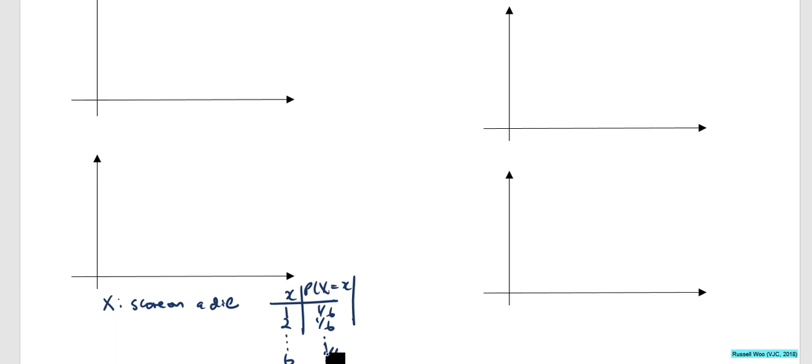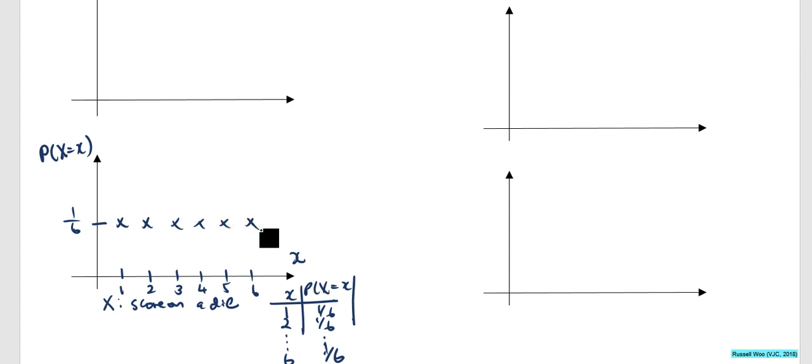Why? Because I can easily say this is x, this is probability X equals x. Oh wait, as a math teacher, I must be more precise. It's evenly distributed over 6 values, and then I get 1 over 6 each. This is a cross, just to mark that this actually represents the probability distribution of X. Got it? Quite simple.